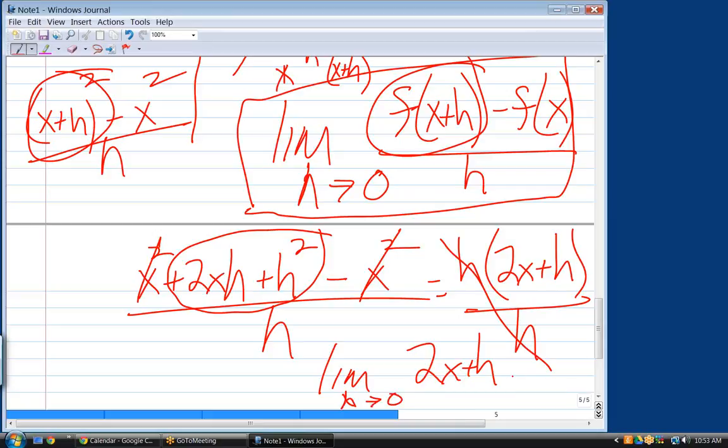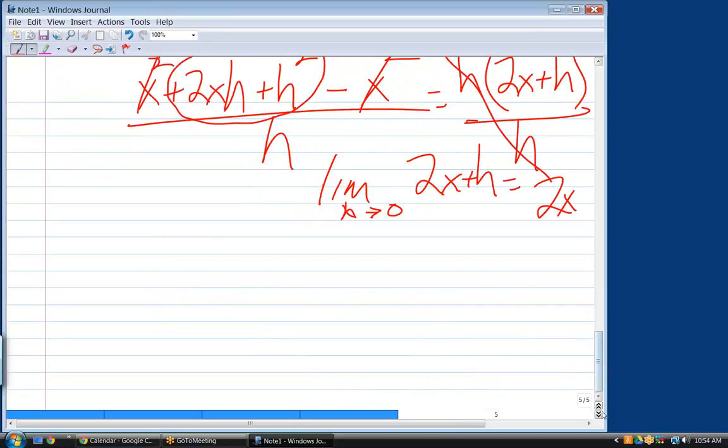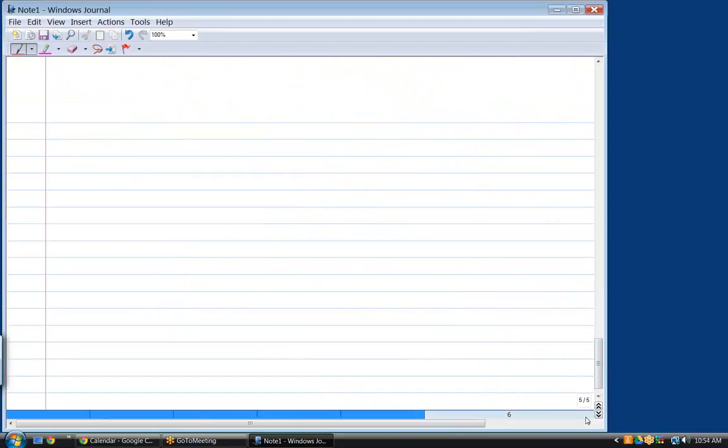Well, what is that limit? What's the limit of 2x plus h as h goes to 0? 2x. And that is the derivative of x squared. Yeah, but what's the shorter way? It's the power rule, isn't it?